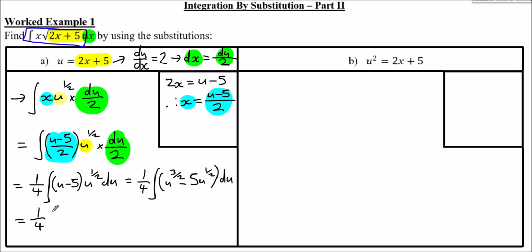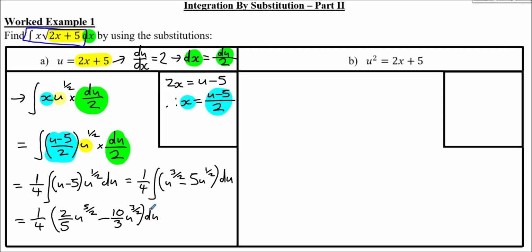So that's going to give a quarter. So u, if I integrate this with respect to u, I'm going to increase the power by 1, which will become 5/2, then divide by that new power. Divided by 5/2 is the same as multiplying by 2/5, so that'll become 2/5 u to the 5 over 2, minus 1/2, new power becomes 3/2, then dividing by 3/2 is the same as multiplying by 2/3. So that's going to become 10/3 u to the 3/2 du.